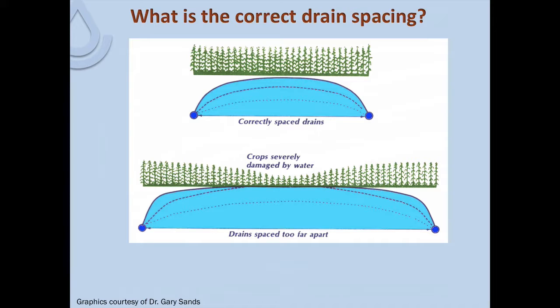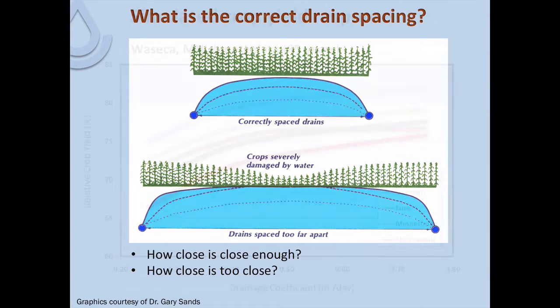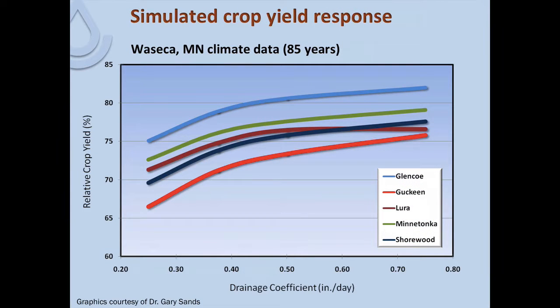And so we want to get them close enough to get that desired water table drop, but we don't want to put them too close that we're not getting adequate return on that investment from putting the drains closer together than what we need to get that desired water table drop. And so one of the things we can do as drainage researchers is look at modeling the crop response to that drainage investment.